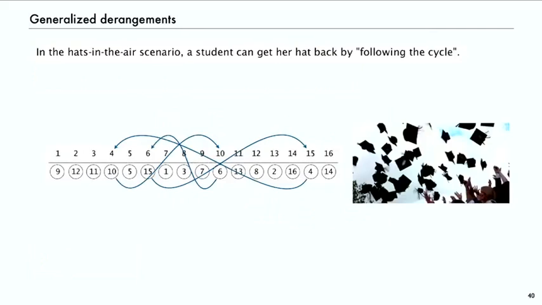And so there's the idea of generalized derangements. If you got a random hat, you can always get your own hat back by following the cycle. So student 4 wound up with 10's hat. She can go to 10, and 10's got 6's hat. Then she can go to 6, and 6 has 15's hat. Then she can go to 15, and there's her hat. So following the cycle will get you your hat back.